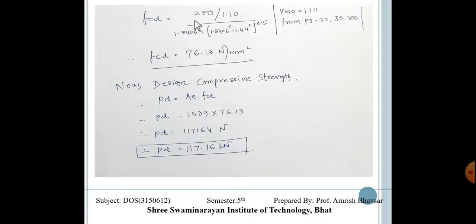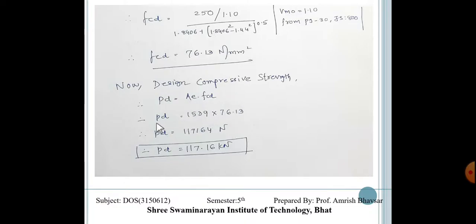So the equation from page number 34, that is design compressive strength, PD is equal to AE into FCD. AE that we have calculated just before, and FCD is here. So from this we will get the design compressive load, which is carried by the section that is given, 100 by 100 by 8 mm. Now what we will get? PD is equal to AE into FCD.